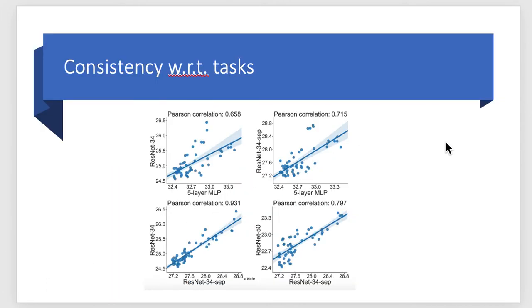There's also another consistency with respect to different tasks. This is a correlation of the top one error rate values across different pairs of tasks. For example, the x-axis is the 5-layer MLP, and the y-axis is the ResNet. We can find that there is a linear relationship between them. A specific data point in the graph represents a specific structure of a relational graph, and the x and y are the top one error rates.